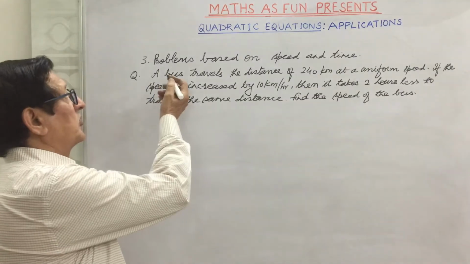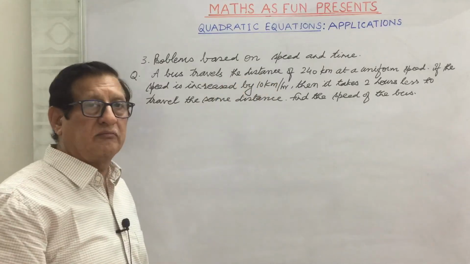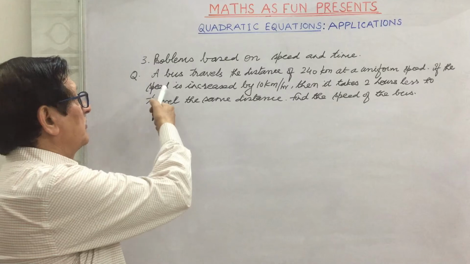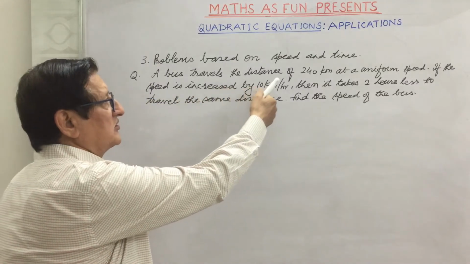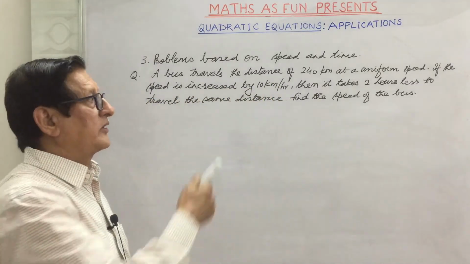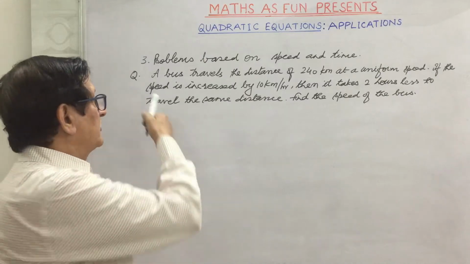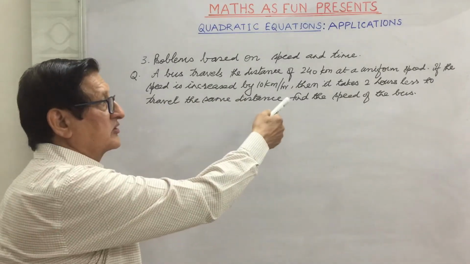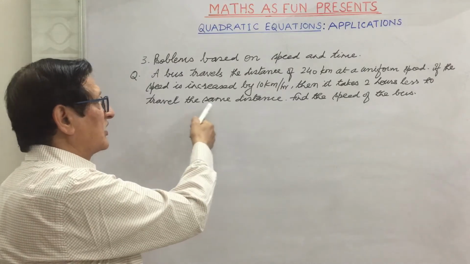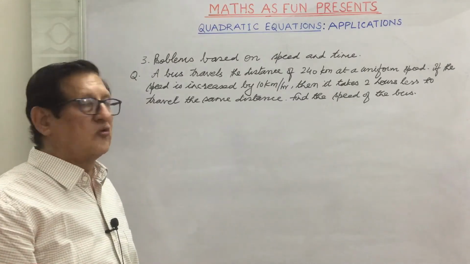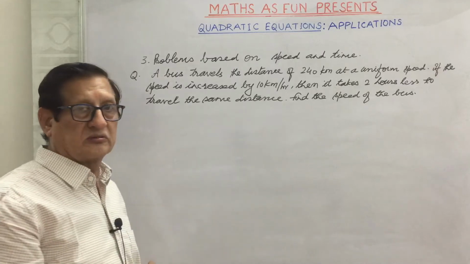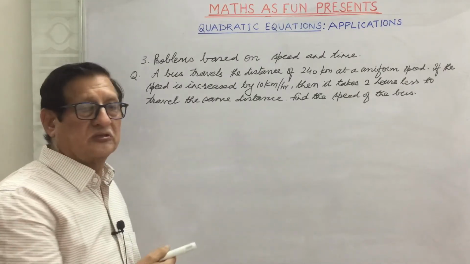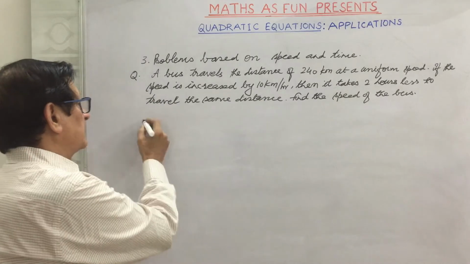The third type of problem may be based on speed and time. And we take a problem: a bus travels the distance of 240 km at a uniform speed. If the speed is increased by 10 km per hour, then it takes 2 hours less to travel the same distance. Find the speed of the bus. What we do in such a question? We will consider the speed of the bus to be x.